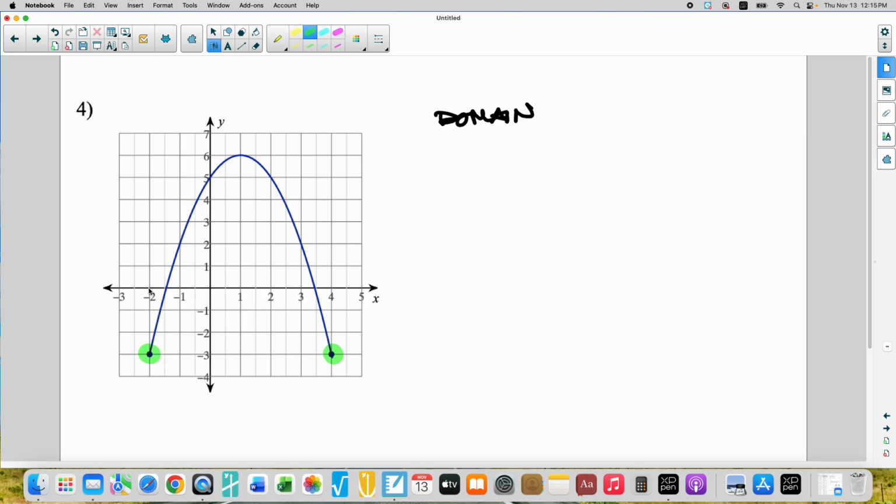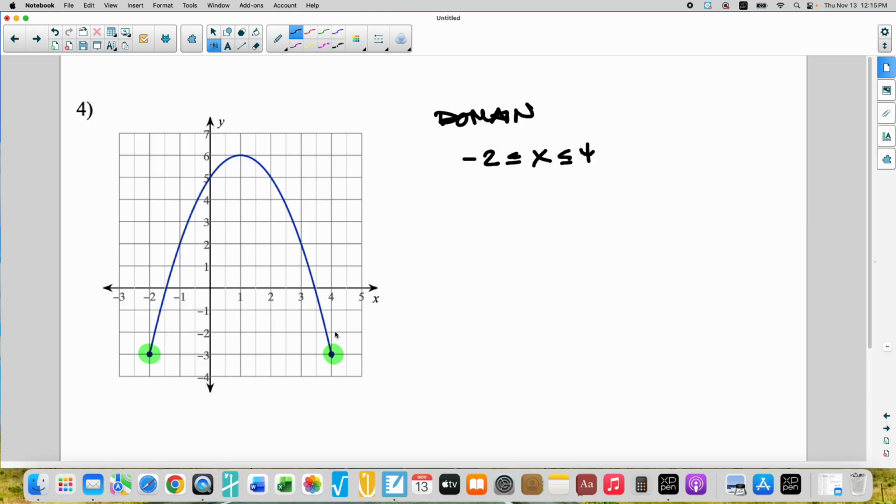Only x values between -2, -1.5, -1, -0.5, 0, 1/2, 1, 1.5, 2, 2.5, 3, 3.5, 4. So I didn't stop here because notice this is an x value. So my domain are values between -2 and 4. How do I do something like that? We say -2 is less than or equal to x, which is less than or equal to 4. So that's what the domain is.